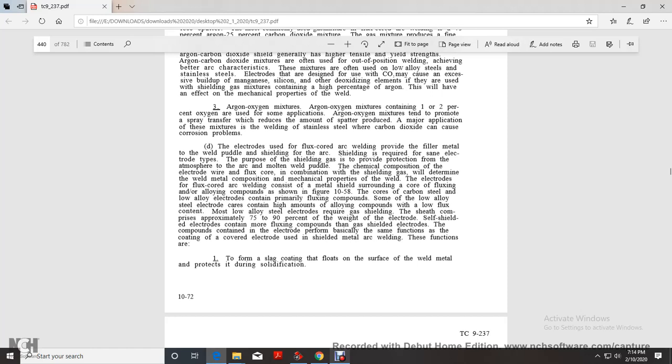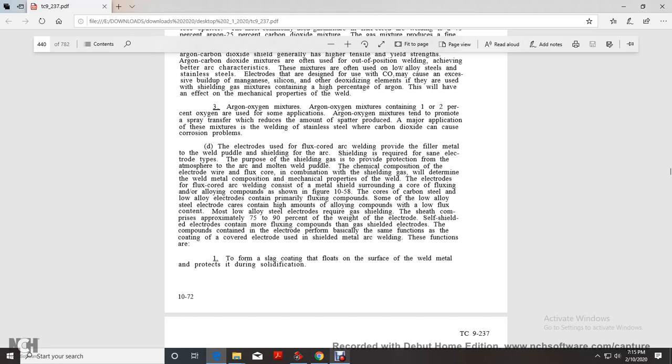The electrode for flux core arc welding consists of a metal sheath surrounding a core of fluxing and alloying compounds, shown in Figure 10.8. With carbon steels, low alloy carbon electrodes contain primarily fluxing compounds. Some of the low alloy steel electrodes contain high amounts of alloy compounds. Most low alloy steel electrodes require gas shielding, with the sheath comprising approximately 75 to 90% of the weight of the electrode. Self-shielding electrodes contain more of the fluxing compounds than gas-shielded electrodes.